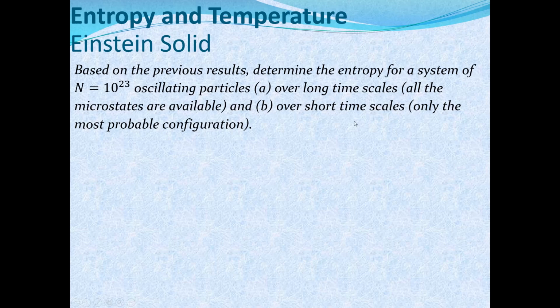If we consider short time scales essentially being things like what we would see in the real world, then that means that the available states that we're going to look at is only the most probable configuration. But if we go over large timescales, essentially multiple universes long, where an infinitely long amount of time, then what we can actually do is consider every microstate available.